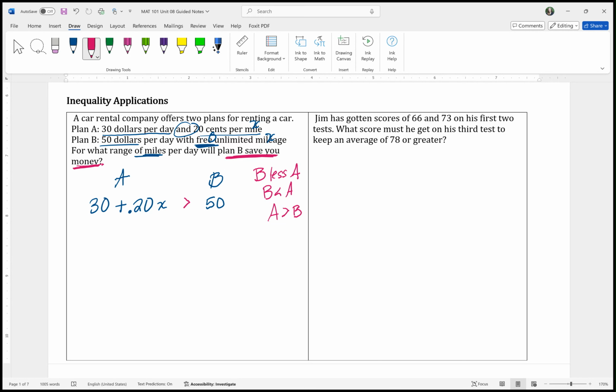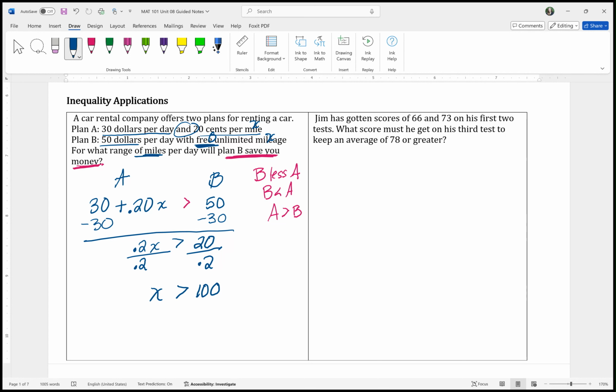Now, if you go back and watch our previous video on how to solve linear inequalities, that's what this is. So we're solving for X. We don't have an X on the right-hand side, so we're just going to go ahead and move that 30 over. This is going to be 0.2. You could write 0.20 if you wanted to, and you don't really need the 0 there either. Greater than 50 minus 30 is 20. And then we are dividing by 0.2. So 20 divided by 0.2 is 100.